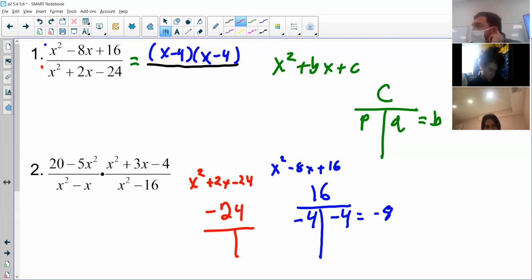X, what is it? 6 and -4? 6 and -4. That's going to give me a +2, so that's the correct set. So we're going to rewrite that as x plus 6, x minus 4.